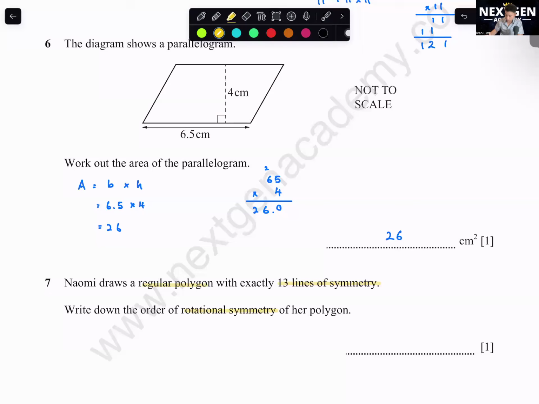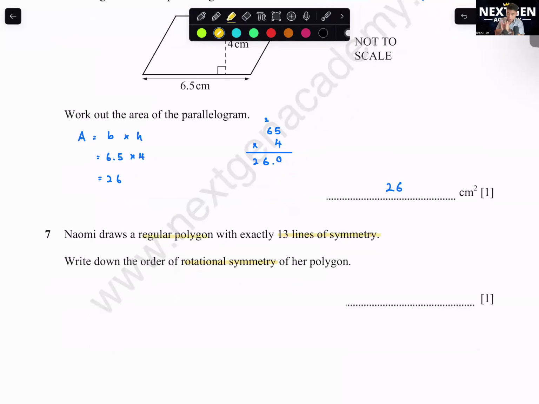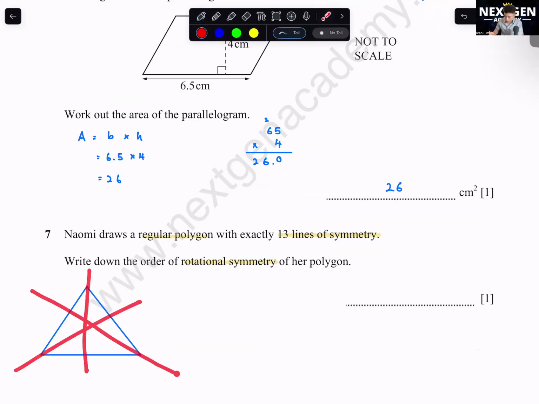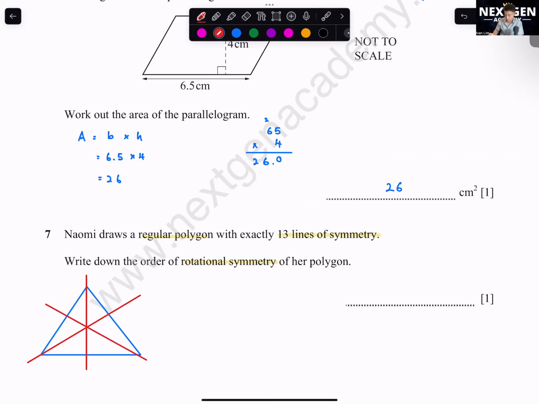So we have to remember the keyword because it's regular. Regular polygon means your sides and your angles are all the same. For example, teacher just gives you the easiest example. Let's say a triangle. This is an equilateral triangle. A regular triangle, which we call an equilateral triangle, has 3 lines of symmetry. Do you remember what's the meaning of lines of symmetry? Lines of symmetry is like your mirror line. You put down like this, 1, 2, and 3. This is called lines of symmetry.